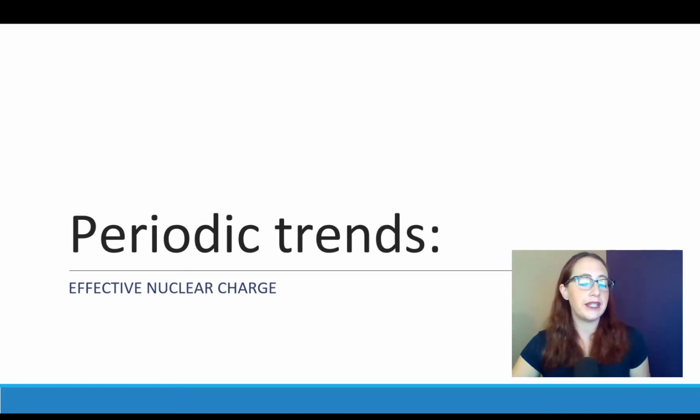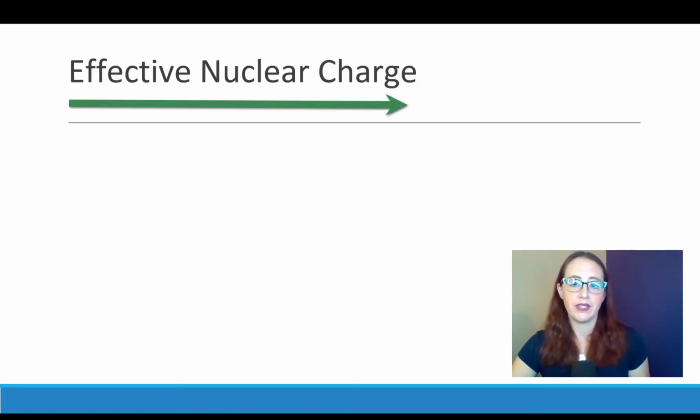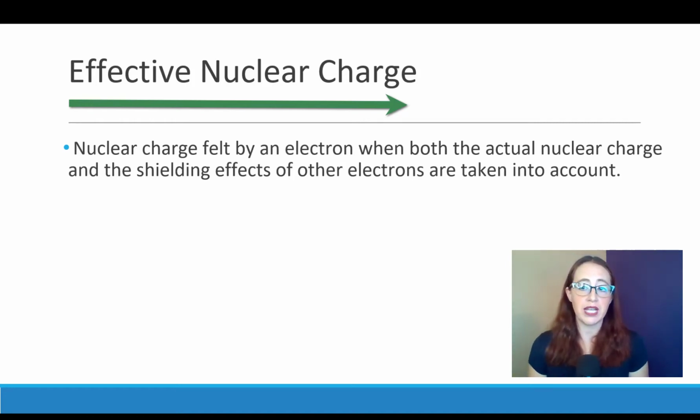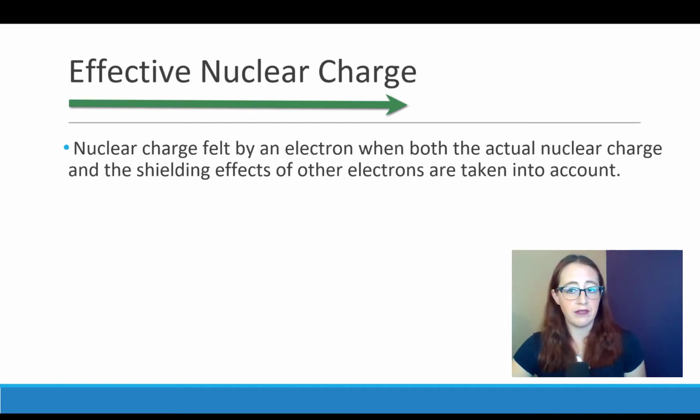So let's get started with effective nuclear charge. Effective nuclear charge is the charge that the electron feels when both the actual nuclear charge and the shielding effects of the other electrons around it are taken into account. When we're talking about periodic trends, we need to remember that both the nucleus's protons and the other electrons have charges. Let's use the Bohr model of an atom to talk about how this works. Though of course we know that this model isn't accurate with atoms with more than one electron, it is a helpful simplification for our purposes here.